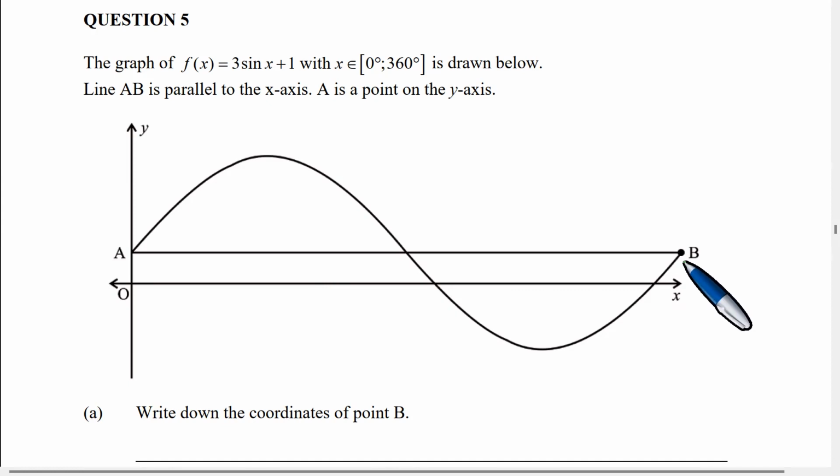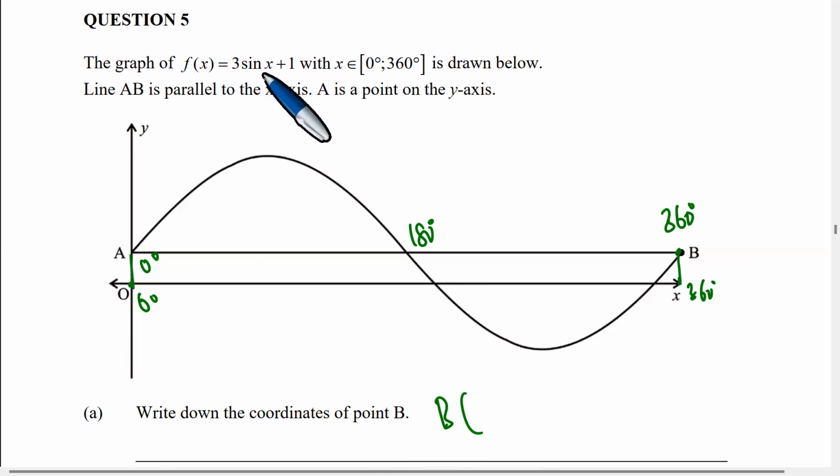So the coordinates of point B is a point where the sine becomes 0 again. Obviously this is drawn between 0 and 360, so this one is 0 degrees, this is 360, and this is 180, sort of in the middle. Point B sits at a point where, remember, this here is the origin. So this is actually 0 degrees, and it is 360 degrees there on the x-axis.